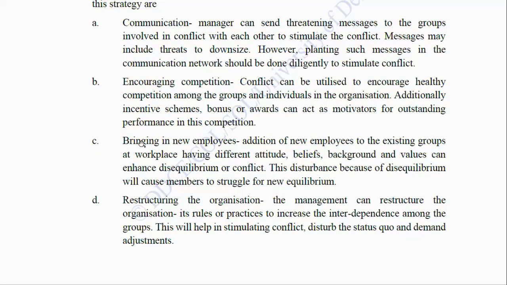Point C. Bringing in new employees. Addition of new employees to the existing groups of the workplace having different attitudes, beliefs, backgrounds, and values can enhance disequilibrium or conflict. This disturbance because of disequilibrium will cause members to struggle for a new equilibrium.